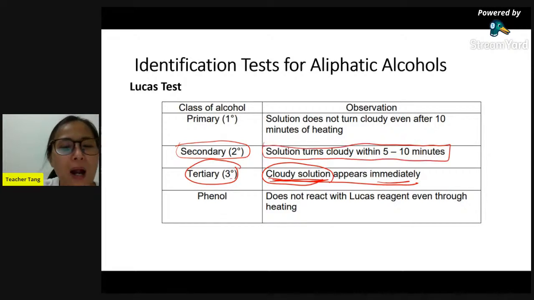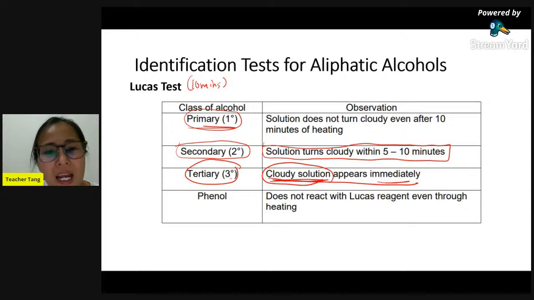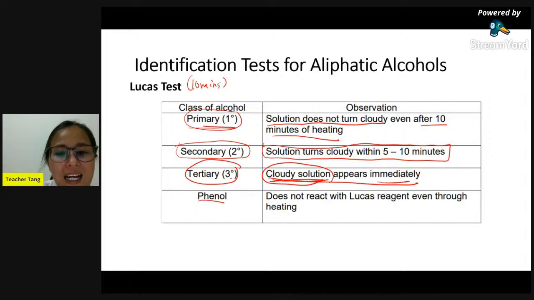For primary alcohol, if it proceeds through SN1, it will give a primary carbocation that is not stable. Because of that, we do the Lucas test in a duration of 10 minutes. Primary alcohol gives an unstable primary carbocation. Because of that, even after 10 minutes of reaction with heating, we still do not get the product. We do not see the solution turn cloudy. And phenol does not react with the Lucas reagent at all.